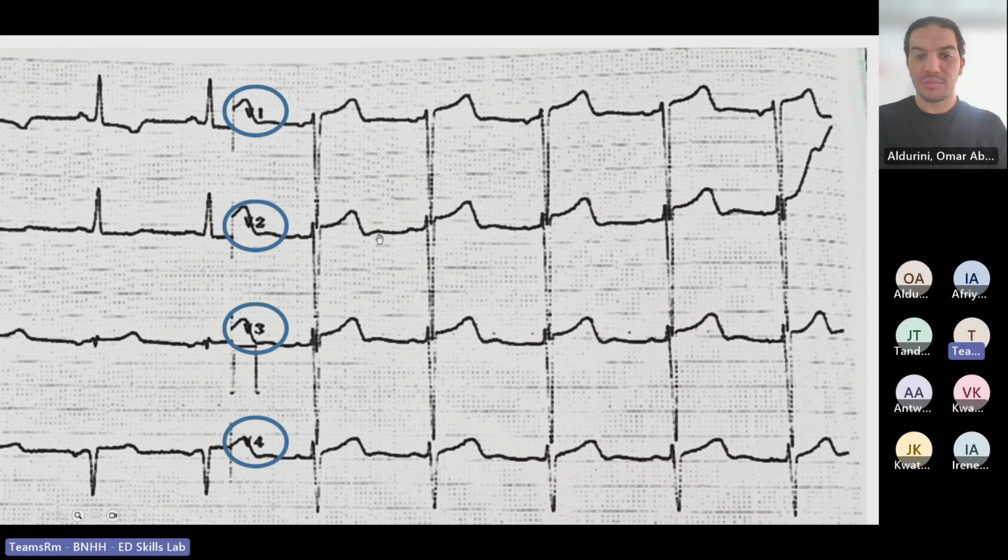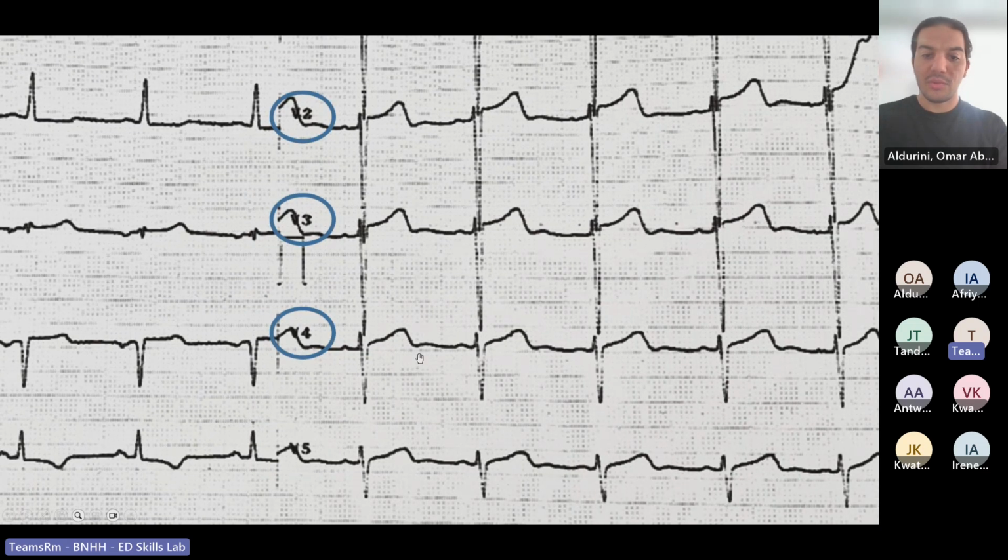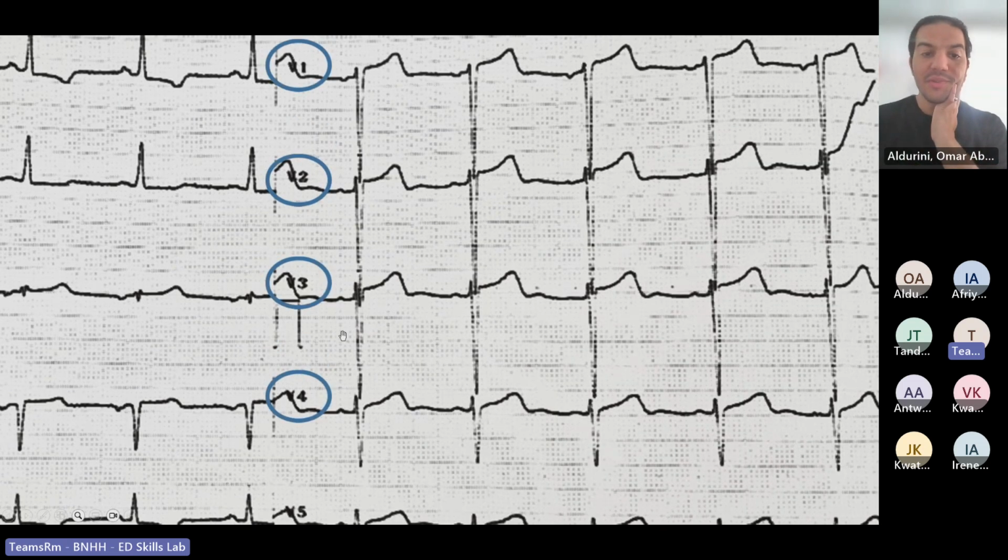Let's apply the same here to lead V2. So this is the baseline, and this is the J point. The same here. This is the baseline, and this is the J point. The same goes to V3. This is the baseline, and this is the J point. Are they on the same line or not? Okay. And it also goes to V4, but a little bit lesser than the rest of V1, V2, V3.